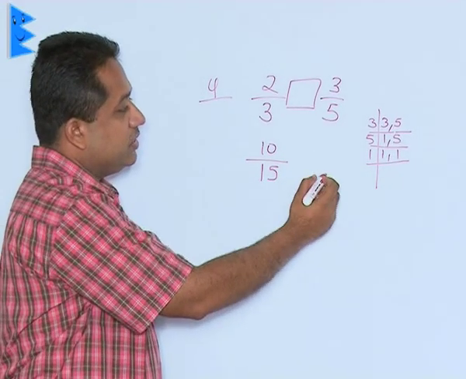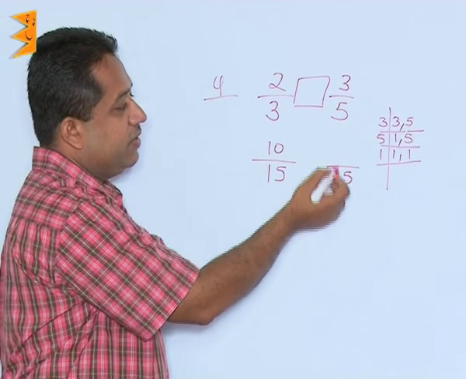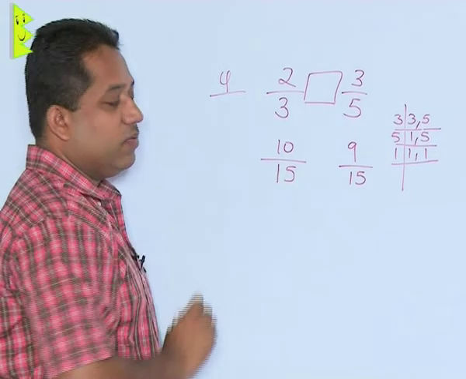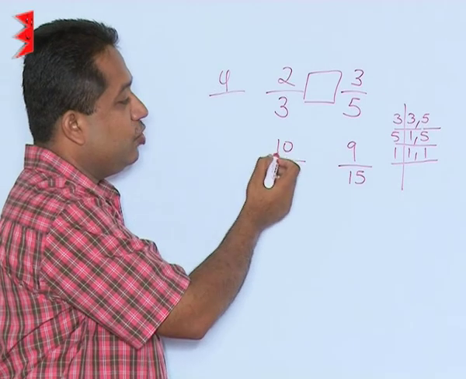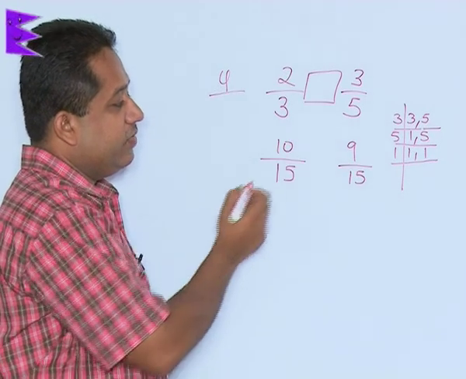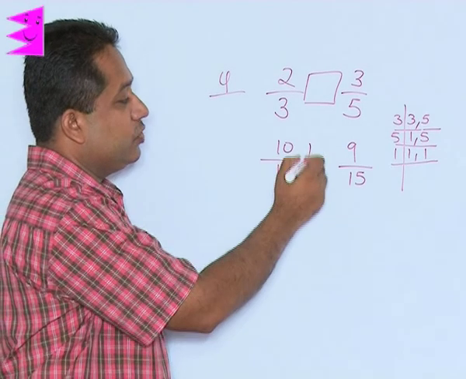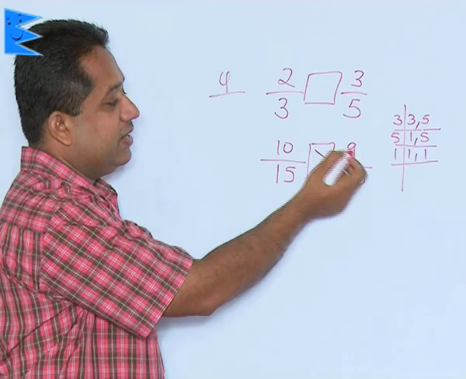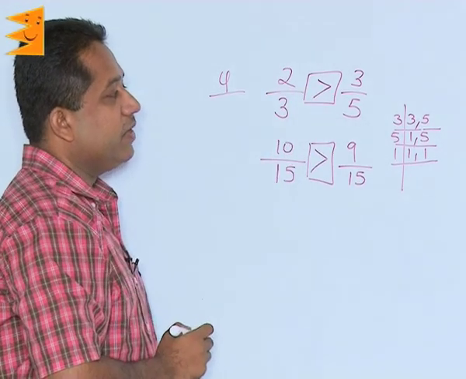Now, what about this? The LCM is going to be 15. 5 goes 3 times here, and 3 into 3 is 9. So, here the denominators are equal. Now, let us see the numerators. The numerator here is 9, and the numerator here is 10. Wherever the numerator is greater, that whole rational number becomes greater. So, I can say the symbol in this box will be 10 by 15 greater than 9 by 15. In other words, 2 by 3 will be greater than 3 by 5.